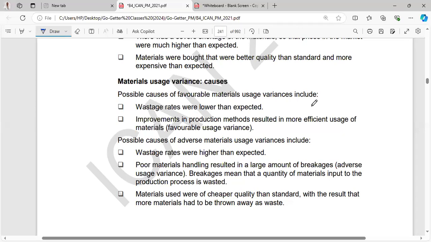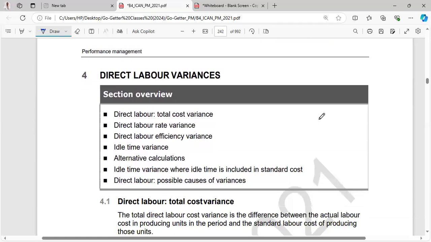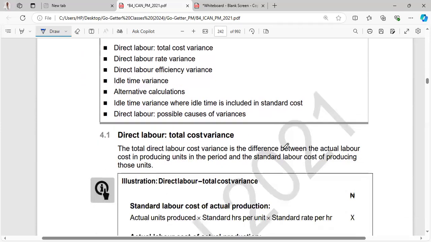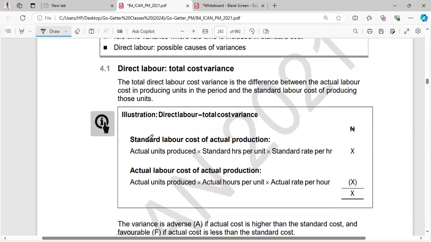Now that we're done with direct material variance, let's go to direct labor variances. Let's see what we can learn from direct labor variance and how they relate to material variance. For the direct labor total variance, we have the standard labor cost of actual production and the actual labor cost of actual production.